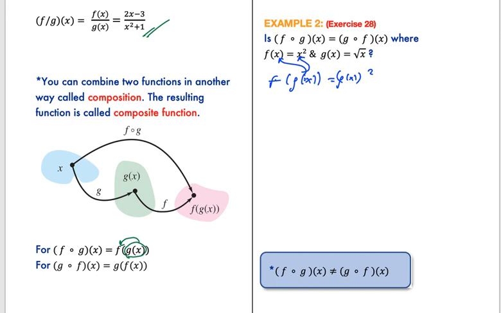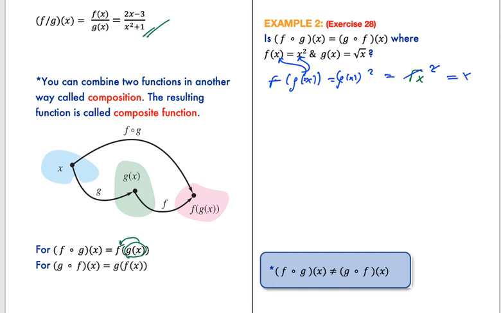So what is g of x? This is square root of x. So write square root of x instead. So we are squaring the square root of x. So what happens when I square the square root? The 2 and the radical symbol will lift off.